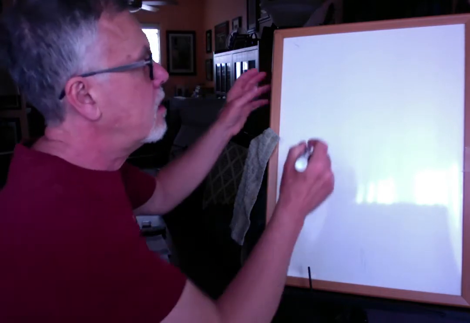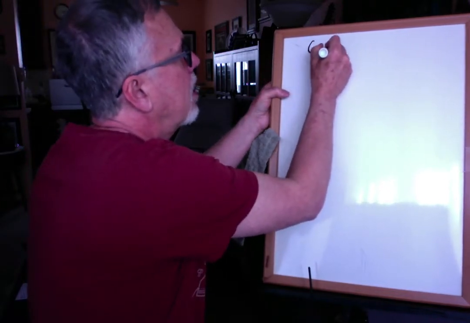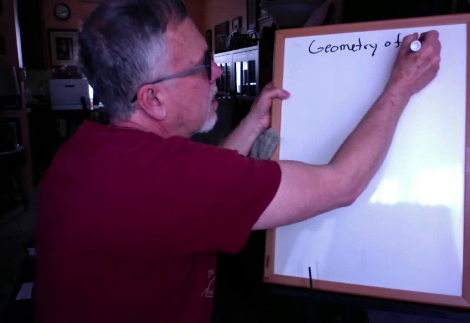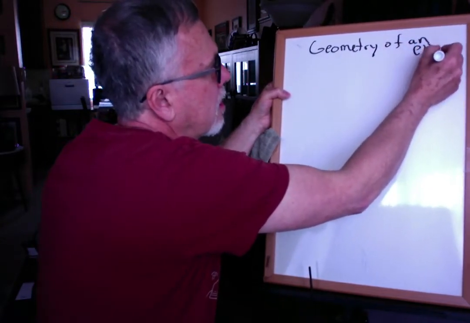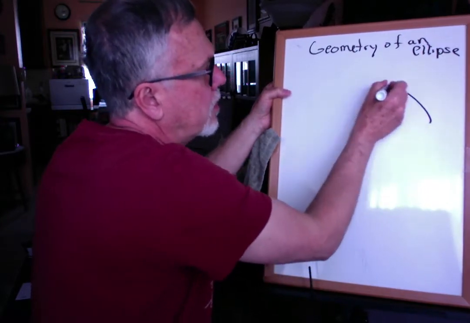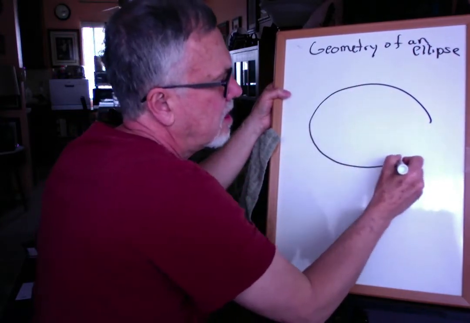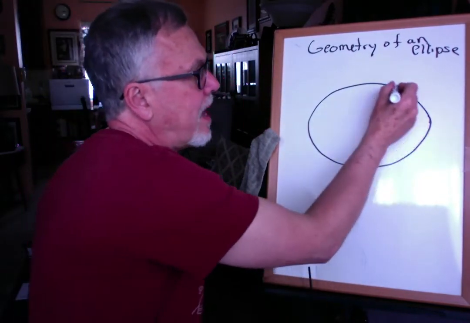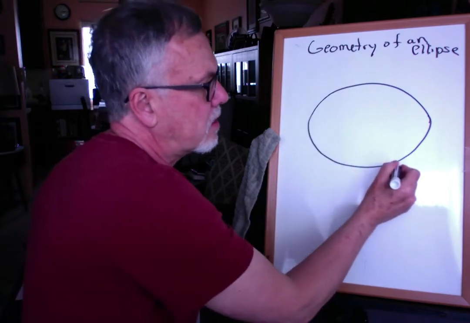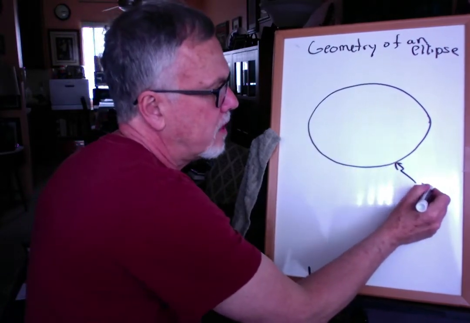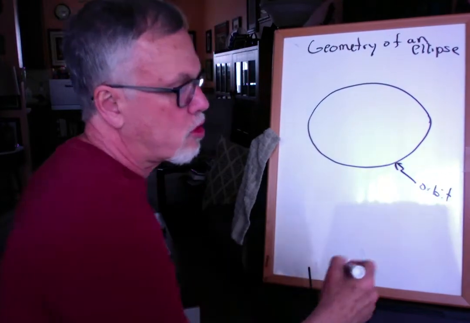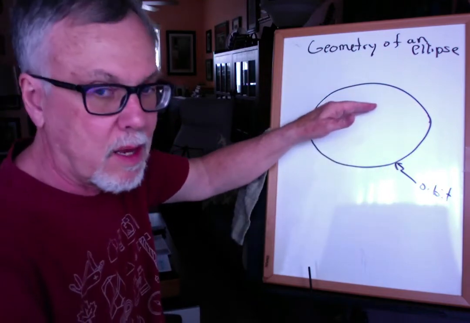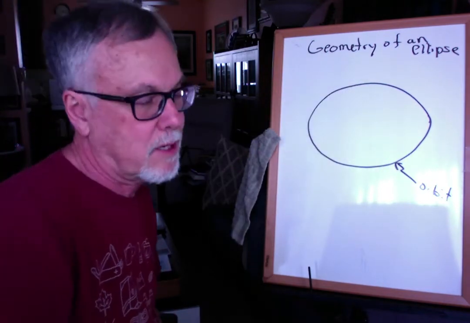So here's the geometry of an ellipse. And so it looks like a squashed circle. Okay, so that's an ellipse. So the satellite's always going to be found somewhere within that. So that is the actual orbit that whatever is orbiting is going along. It's never found outside that orbit. It's never found on the inside of that orbit. It's always found somewhere in that.